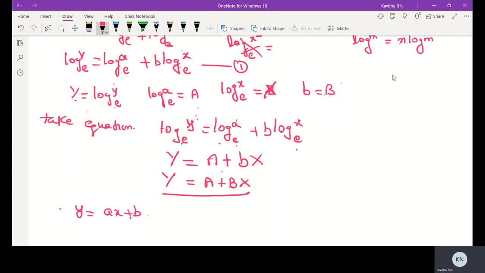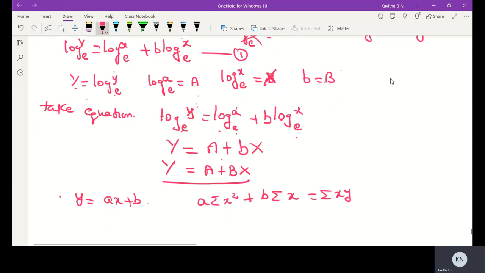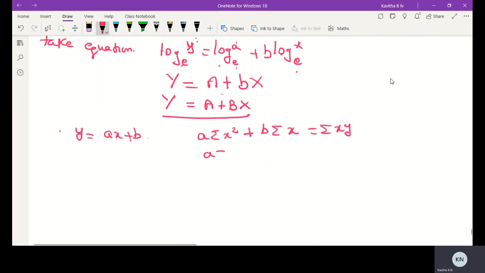The normal equations of y is equal to ax plus b are: a into summation of x square plus b into summation of x is equal to summation of xy, and a into summation of x plus nb is equal to summation of y.